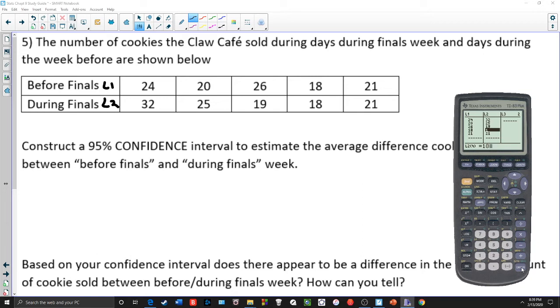Now, I said we were going to use L1, but I actually lied. We're not going to use L1 because we're testing the difference. So I don't want to use L1 or L2. I want to use the difference of those two lists. So I'm going to make a third one, L3. I'm going to go up to the top, hit enter. I'm going to type in L1 minus L2 because I want a list of their differences, which is what that table is. That table is a list of the difference of cookies sold between various days during the week before and the week during finals.